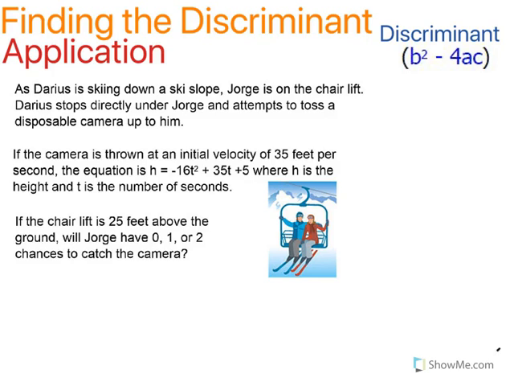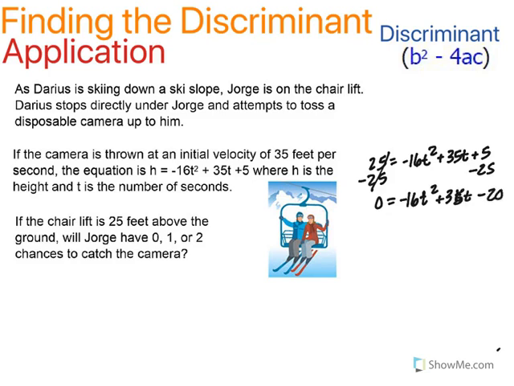We're going to replace h in our equation with 25 since the height between the ground and Jorge is 25. So 25 equals negative 16t squared plus 35t plus 5. Now we need to subtract 25 on both sides so that we have our equation in standard form. So here we would have negative 16t squared plus 35t minus 20. And now we can use the discriminant. So a would be negative 16, b would be 35, and c would be negative 20.